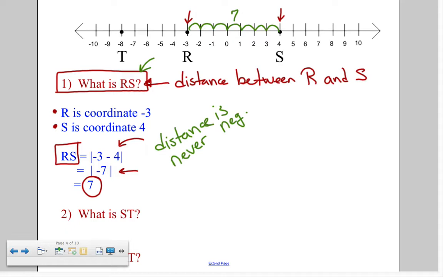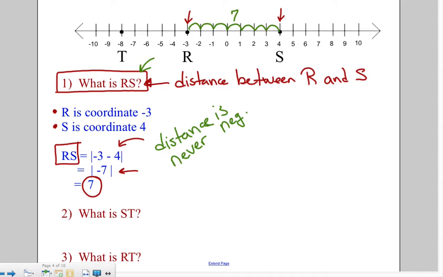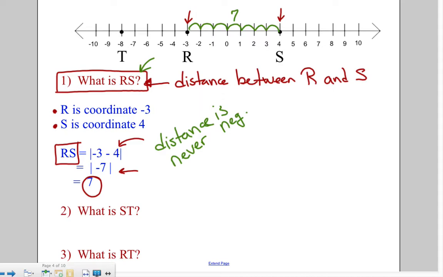So go ahead and pause this movie, and I want you to do these two things. I want you to find what is ST and what is RT. They're located down here. What is ST and what is RT? Pause the movie, then press play when you're ready.